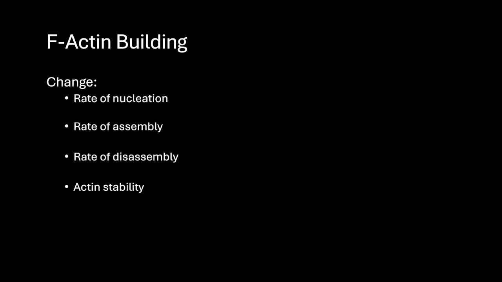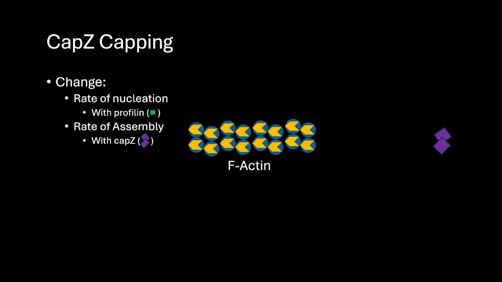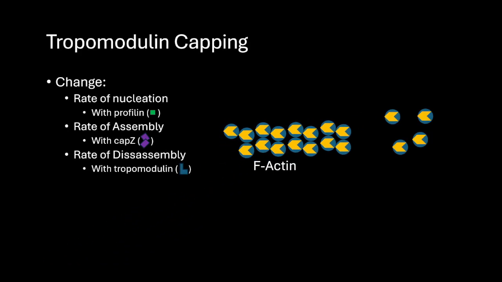Some of these proteins change how fast the filament assembles and disassembles, right? Right. Specifically, tropomodulin and Cap Z. Cap Z literally caps the plus end, preventing the filament from extending, and tropomodulin caps the minus end, preventing disassembly.